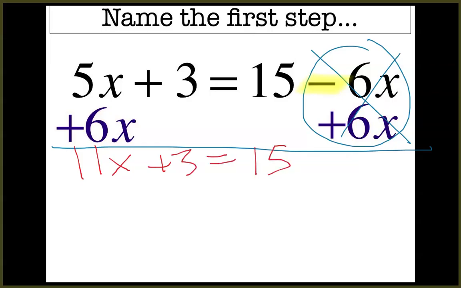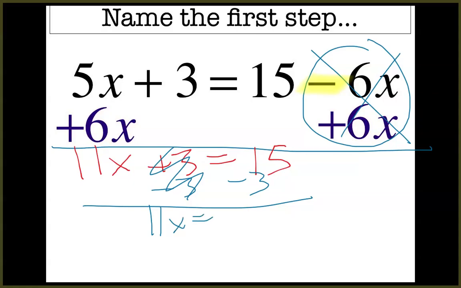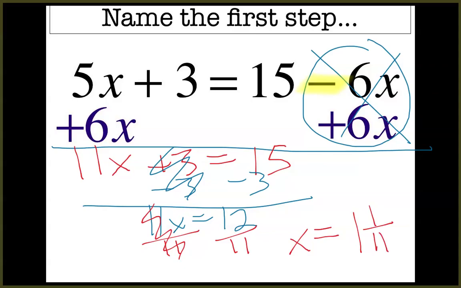Just for fun, let's go ahead and solve the rest of it. Minus 3, these cancel out. You have 11x equals 15 minus 3, which is 12. And so in this case, I'm going to divide by 11, this will cancel out, and I'll have x equals 12 divided by 11. You could do 12 divided by 11 on your calculator and give a decimal, or could we just say that 11 goes into 12 once with one left over? Yeah, that is my solution.